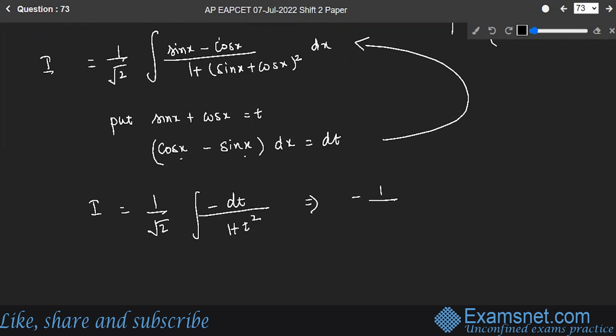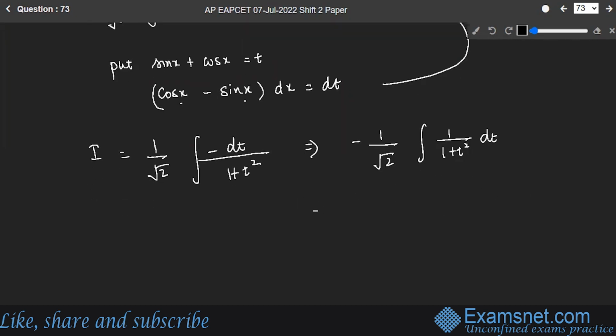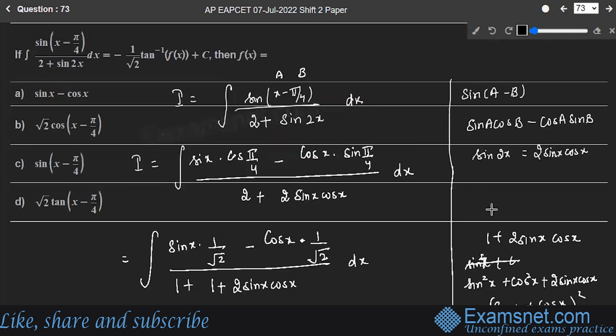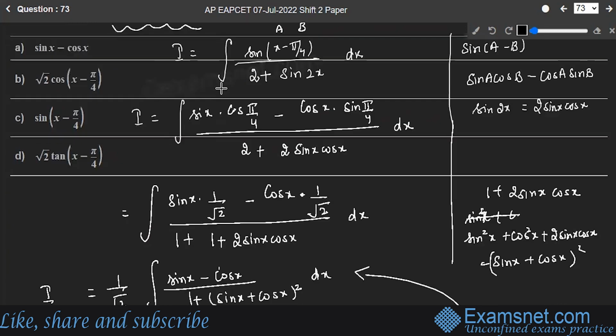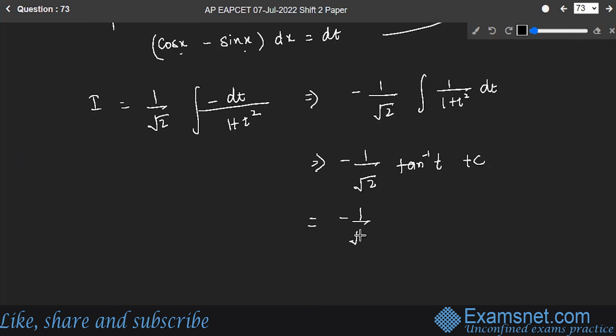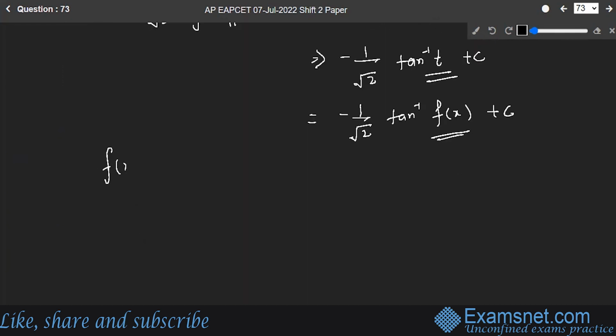I hope this is clear. So this will become minus 1 by root 2, and over here I'm having 1 upon 1 plus t square dt, which is actually equal to tan inverse t plus, because I'm solving the integral, some constant will also be added over here. So if I compare this with the given equation, which was minus 1 by root 2 tan inverse f(x) plus c, this f(x) is actually equal to t. And what was equal to t? It was sine x plus cos x, right?